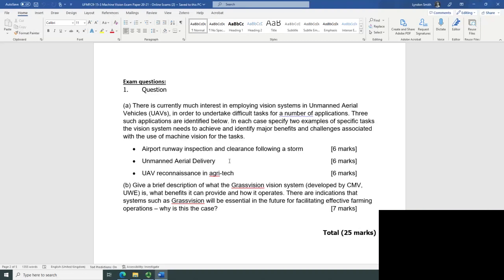Okay, going on to part B of this question: give a brief description of the Grass Vision system. I've been talking about this, haven't I? How does this thing work? Who wants to explain how this works? You do, and then you use it. Isn't this a system where you're going over your field, it's looking down, spotting weeds and then spraying them? So, he's got it.